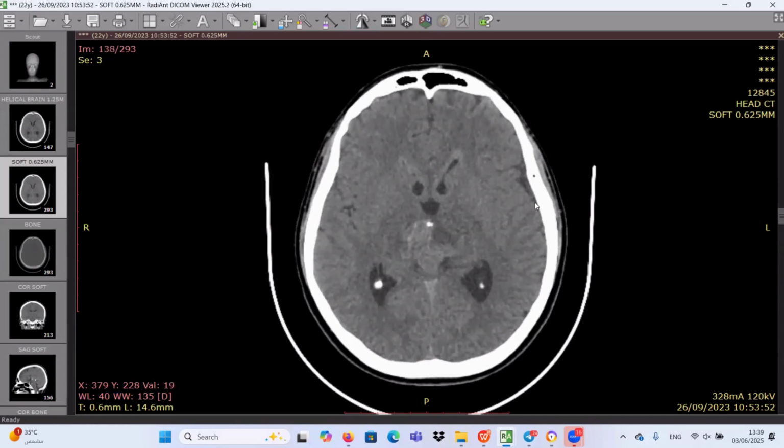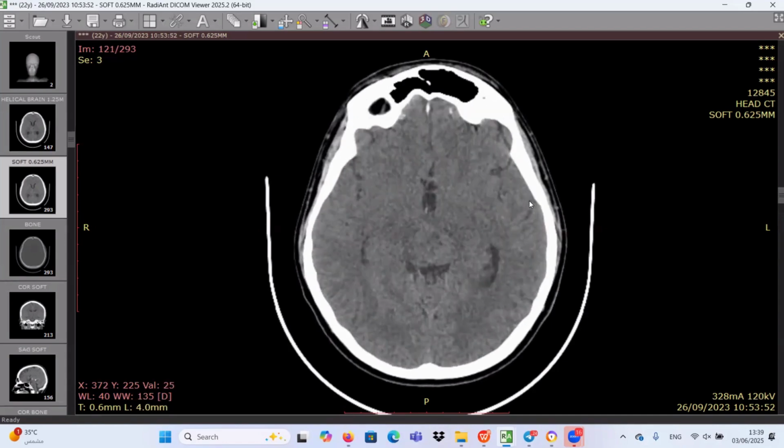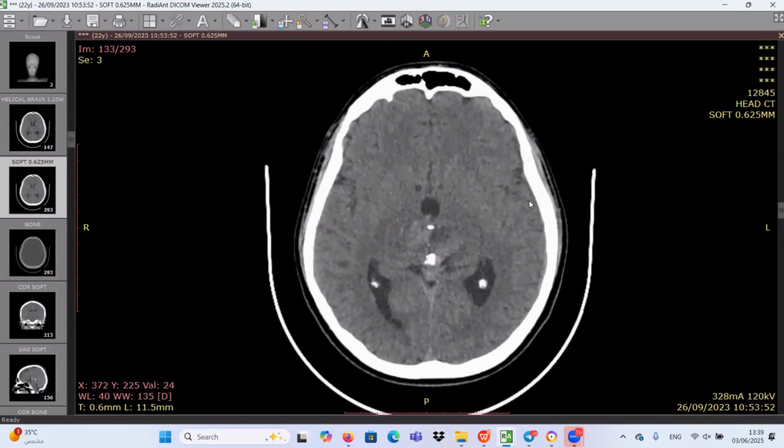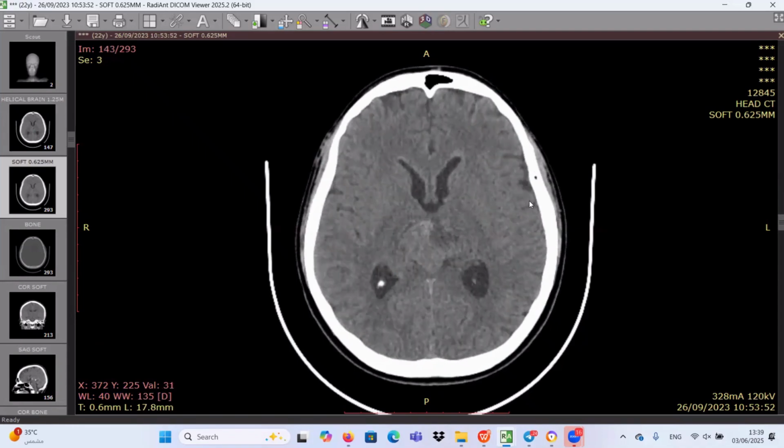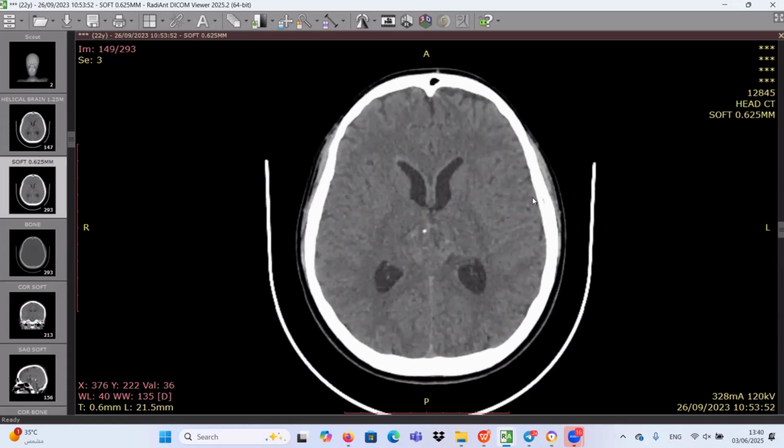Is it engulfing or not engulfing the calcifications? It appears to be within the center of the lesion. This is the pineal gland calcification, the large one. The smaller one is located somewhat within the lesion, but a bit peripherally. Okay, so it can bear the differential diagnosis of pineoblastoma.